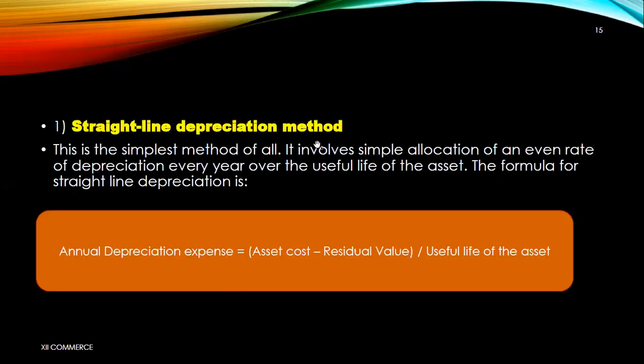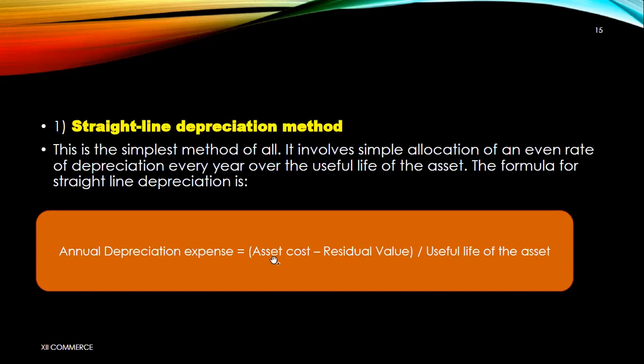This is your straight line depreciation method. The simplest method, it involves simple allocation of an even rate of depreciation every year over the useful life. We have a simple formula for that. You have to write down the formula with you. This is your total cost, which I write down as asset cost, minus residual value or salvage value, divided by useful life of the asset.